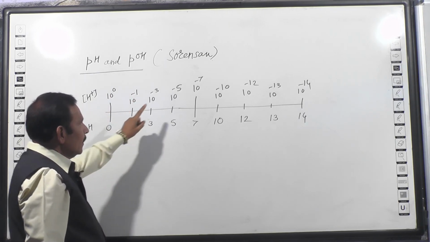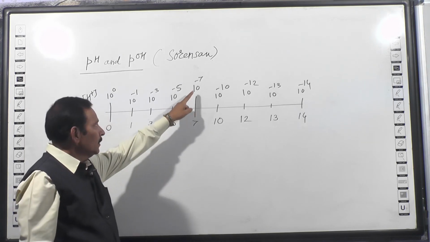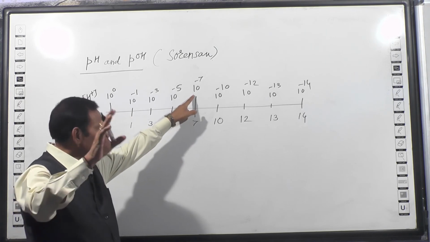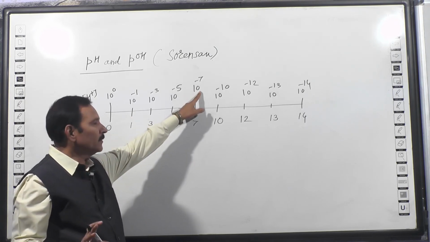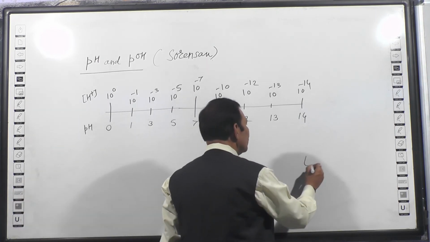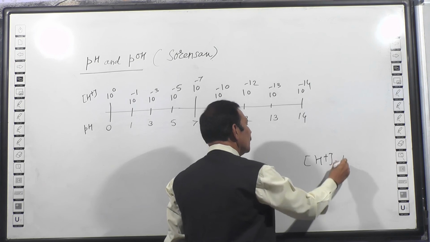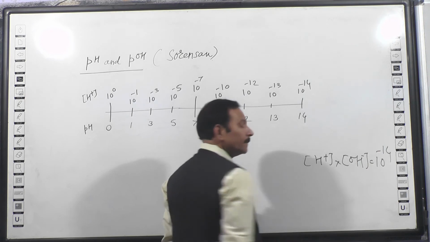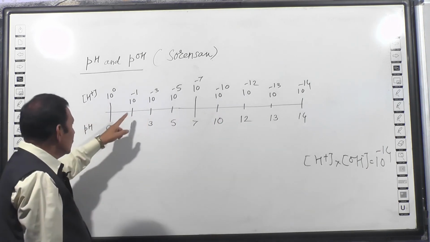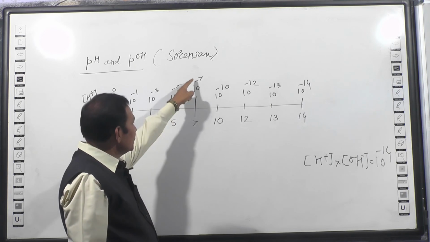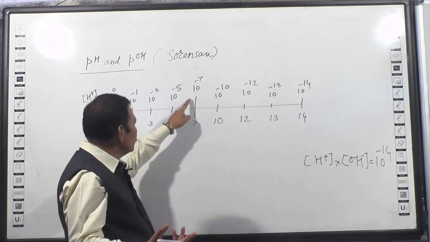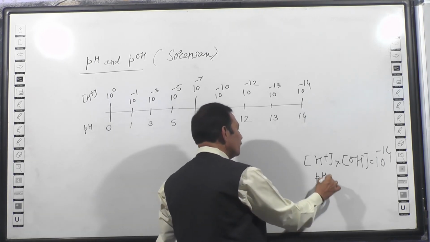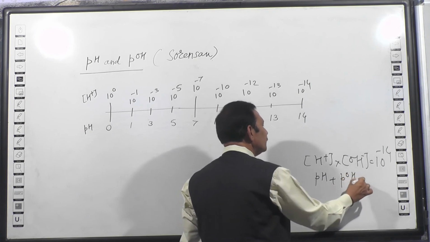Now, we have seen in the ionic product of water that when the concentration of H plus is 10 to the power minus 7, the concentration of OH minus will also be equal to 10 to the power minus 7. So this formula is to be kept in mind: H plus into OH minus equals 10 to the power minus 14. So if the concentration of H plus is this one, OH minus will also be equal to this one, and pH comes to be equal to 7. If pH is 7, we know another formula, pH plus pOH is also equal to 14.